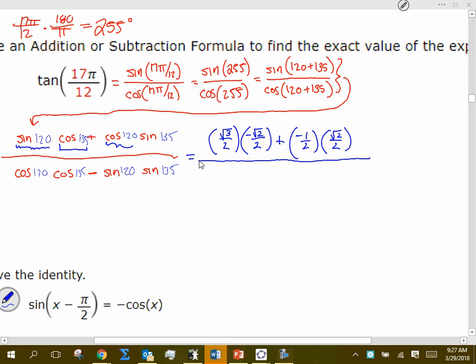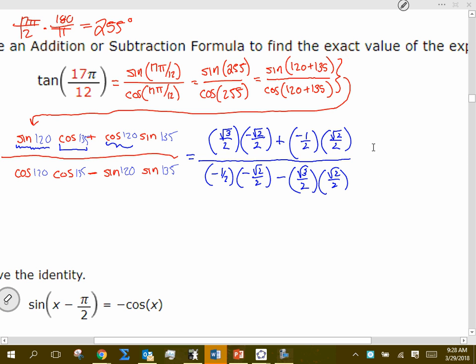So that's my numerator. Now, what's nice about this, at least in this situation, is that these on the bottom are already values that we've evaluated. We just got to make sure we got them in the right order. So cosine of 120 would have been this negative 1/2, right? So negative 1/2. Cosine of 135, we said that that was the second one, so it's negative radical 2/2. Minus then sine of 120. Sine of 120 was the first one, so radical 3/2. And then sine of 135 would have been radical 2/2. Okay?